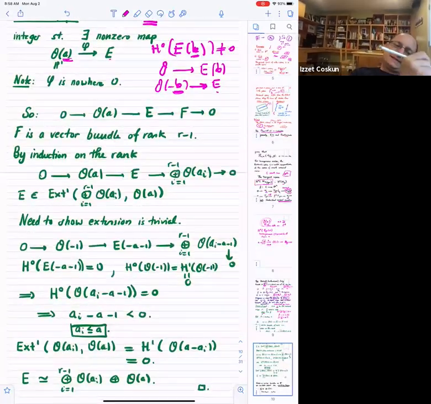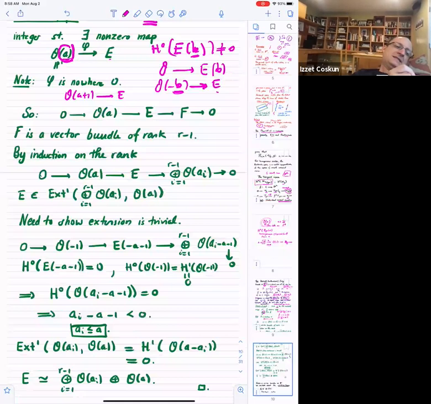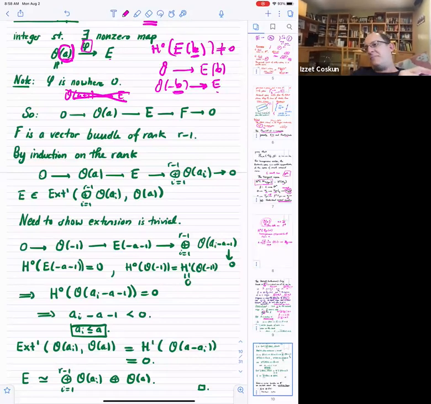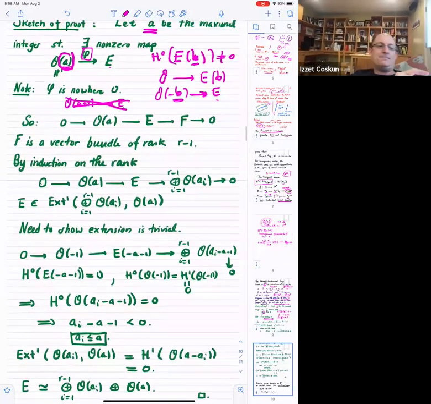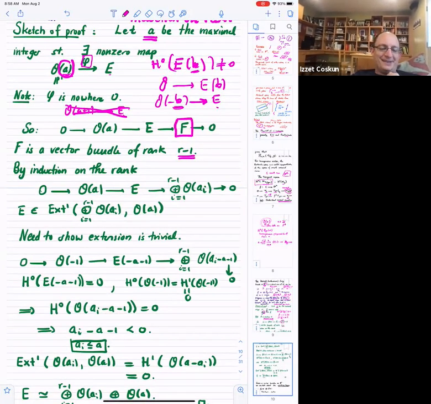But you see, the point here is that because we chose this A to be maximal, this thing cannot vanish. Now, what is the reason? Suppose that it vanishes at some point, then I can twist it by that point, and I get a non-zero map from O of A plus 1 to E. But this is not allowed because A was maximal, so by the choice this map has to be always non-zero. What that means is that this is not just a sheaf map, it's an inclusion of bundles. So that means that the cokernel is also a bundle. Now it's a bundle of rank R minus 1, okay?